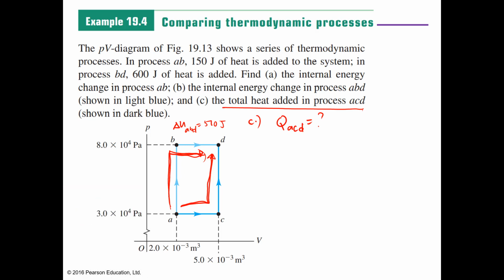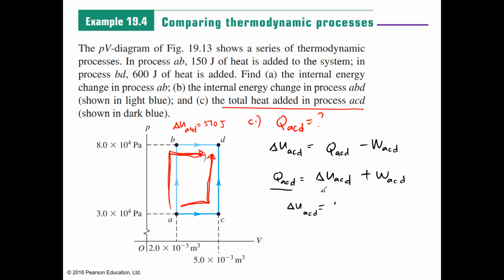Very simple. You will use the first law of thermodynamics. Delta U of ACD is equal to heat ACD minus work ACD. Therefore, Q ACD is just equal to delta U ACD plus the work done ACD. First, let's solve for delta U ACD. This is equal to 510 joules. Why? We have to take note that the change of internal energy is independent of the path. Whichever path it takes, the upper or the lower, its internal energy change should be the same.